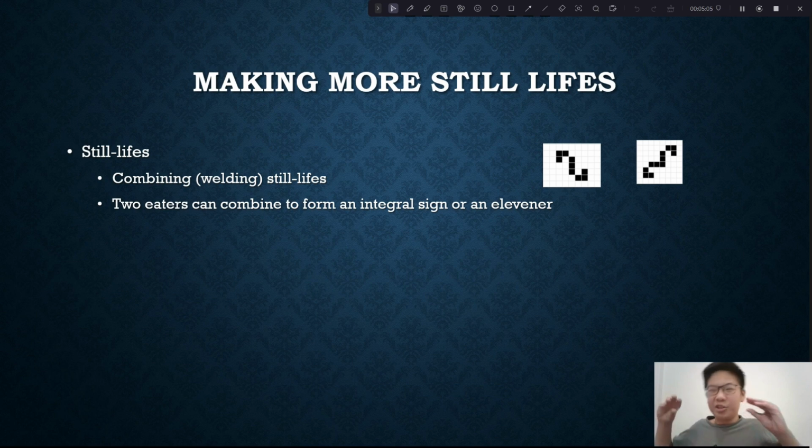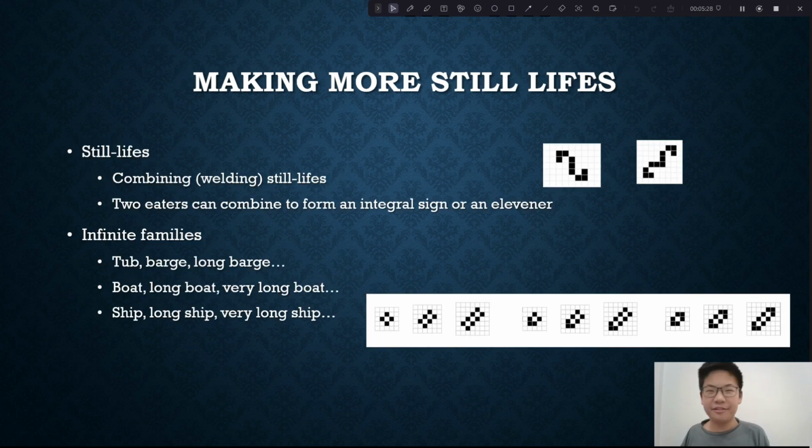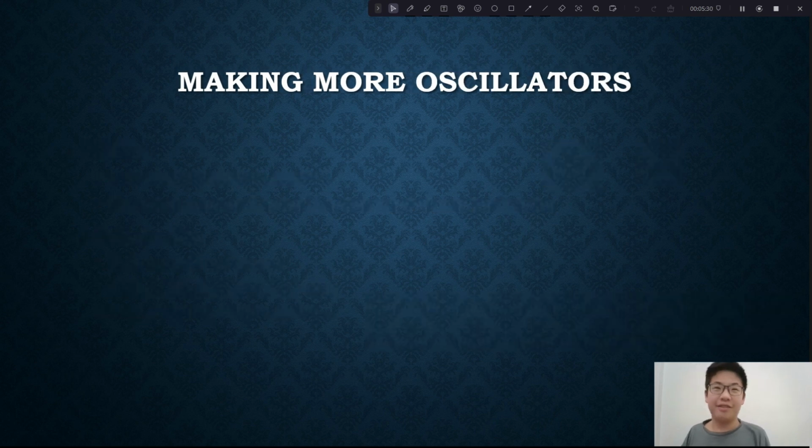They can also eat other spaceships as well, making them probably some of the most powerful tools in Conway's Game of Life. Infinite families include these still lifes, which you might call a homologous series, an homage to organic chemistry. They're called the tub, barge, long barge, and so on, and then you have the boat and ship families, which also continue indefinitely.